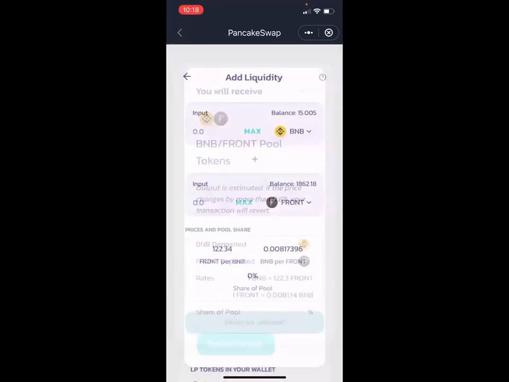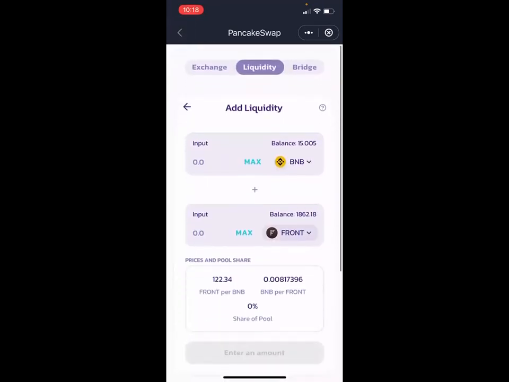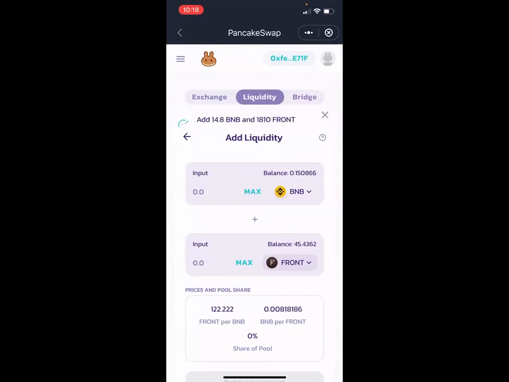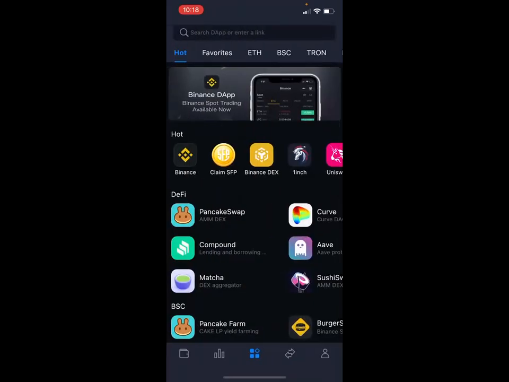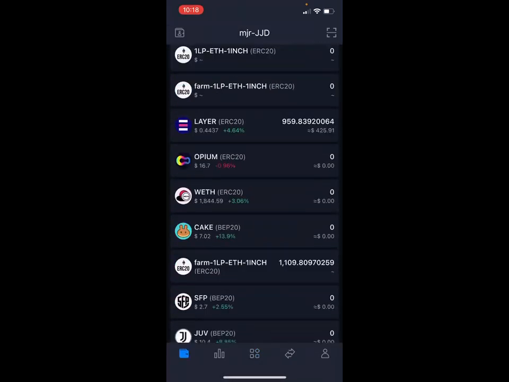So let's go back. That's submitted. So you're seeing that little thing at the top here, add 14.8 BNB and 1810 front, and then you get that green little circle. From what I've come to realize, I think that's a success. And we saw in the blockchain explorer that's what it is. So look, this is a lot more normal than the other one I did at the bottom here, showing me how many LP tokens are in my wallet now. So let's go back to the wallet here, the SafePal wallet.